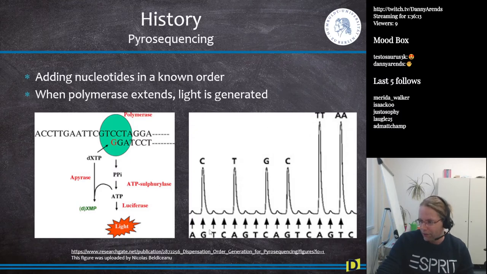So this is the way that pyrosequencing works. It uses pyrotechnics, in this case luciferase, to figure out the next base pair. And you just add all four of them. If you see a flash of light, you know that the opposite base pair was introduced.